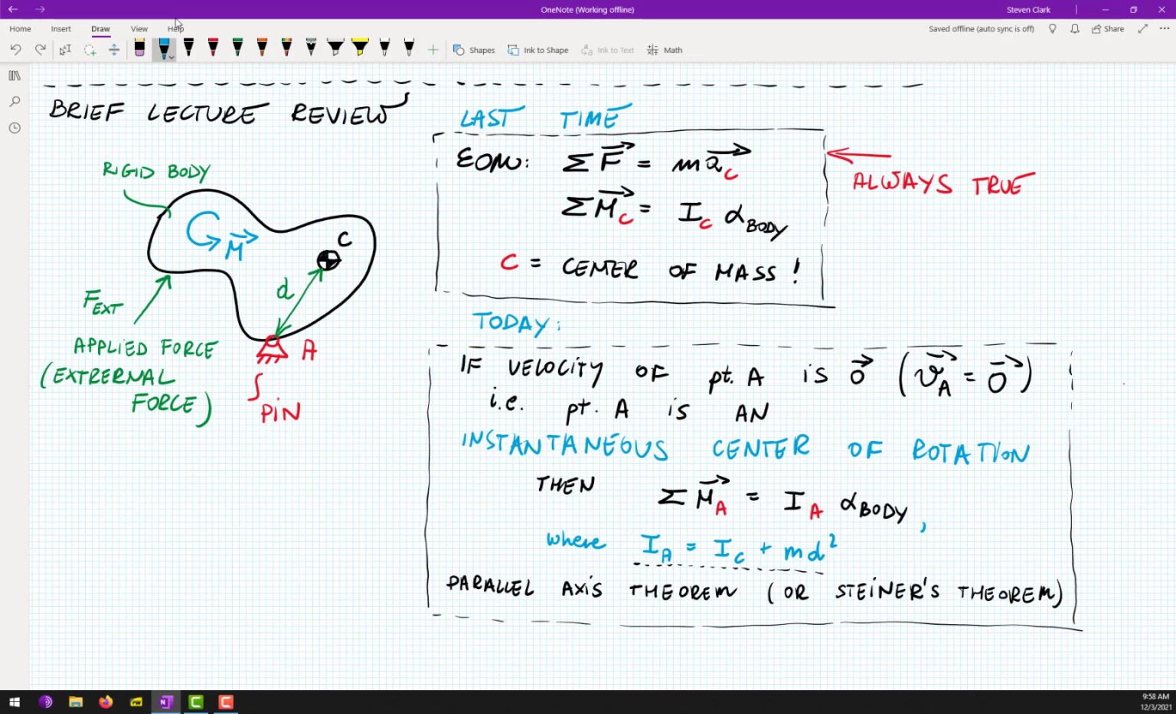Let's imagine that you detected the instantaneous center of rotation of our body. For example, a pin. A pin is for sure an instantaneous center of rotation of a body, yes. Then you can replace this equation with such equation.